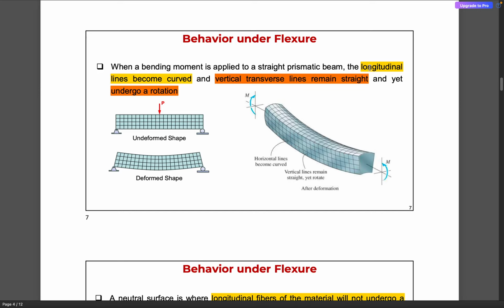The longitudinal lines become curved, and depending on whether they are above the neutral layer or below the neutral layer, they undergo either shortening or elongation. And the vertical transverse lines essentially remain straight, but they undergo some sort of rotation.